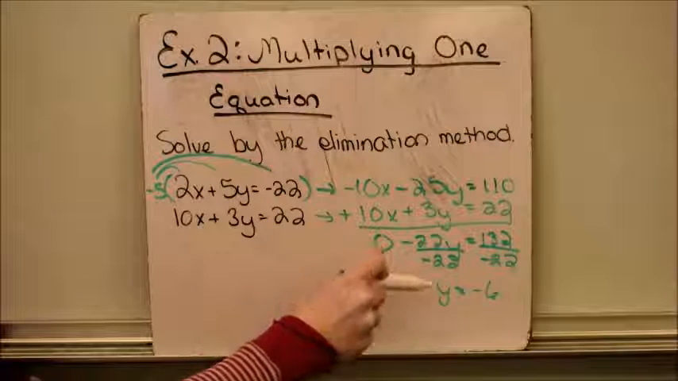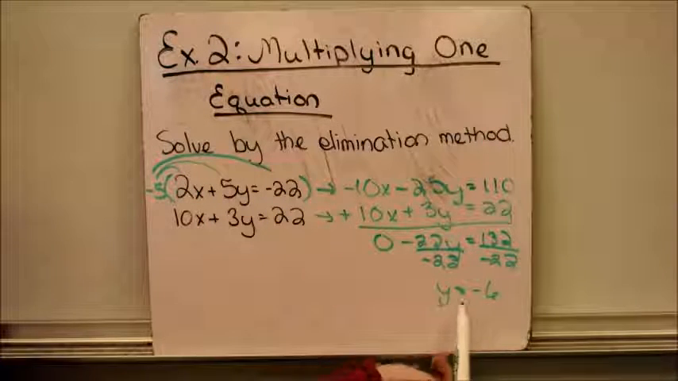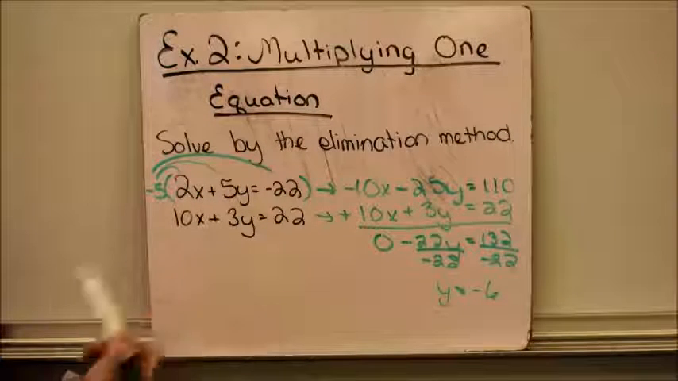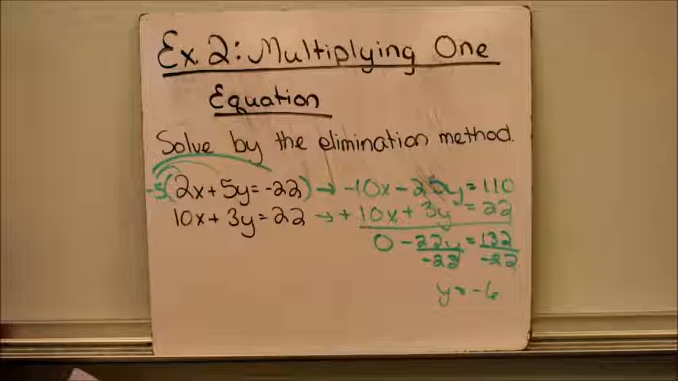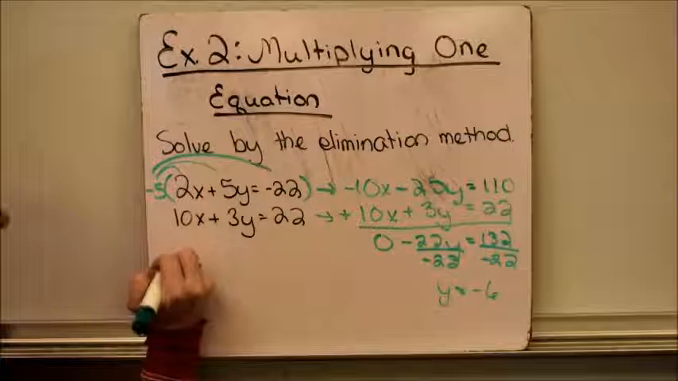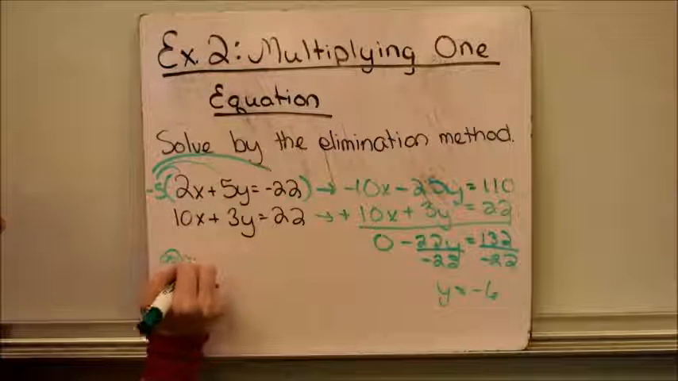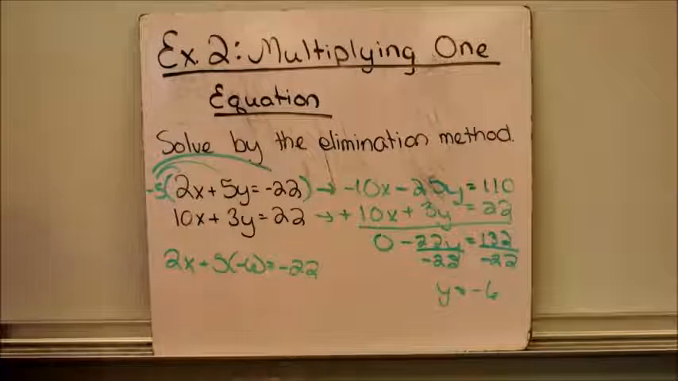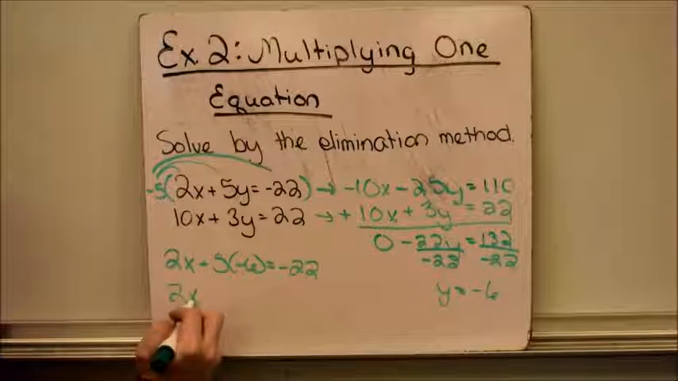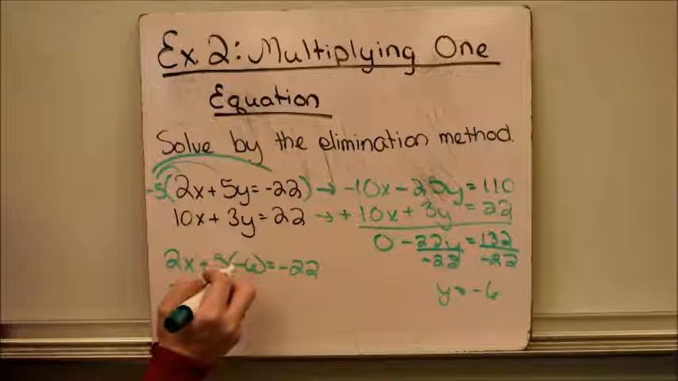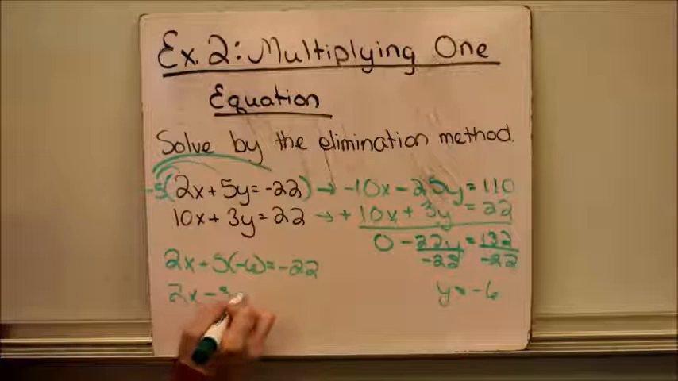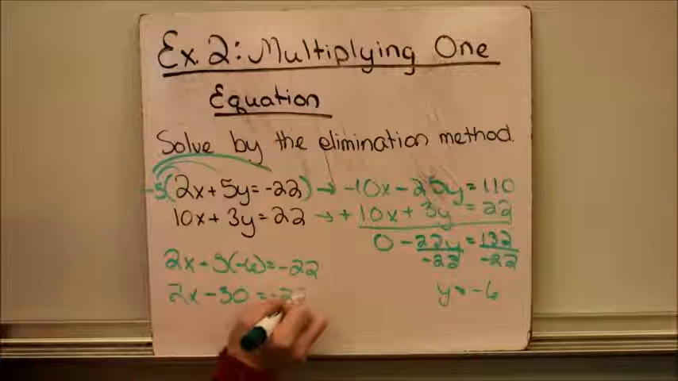So our final third step is going to be to take this answer and plug it into one of my original two equations and solve for x. Doesn't really matter which one you use, they should both work. I'm going to use this top one. So 2x plus 5 times -6 equals -22. 2x plus 5 times 6 is -30. Oh, change that to -30 equals -22.